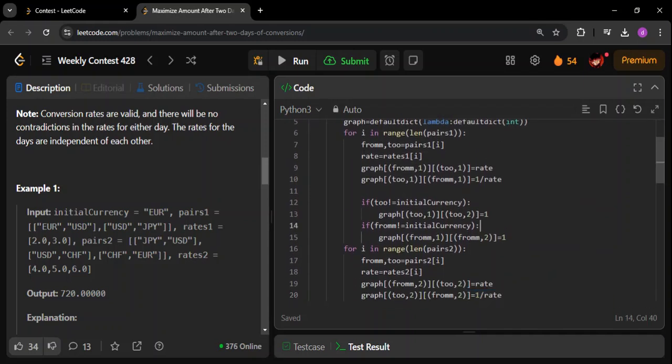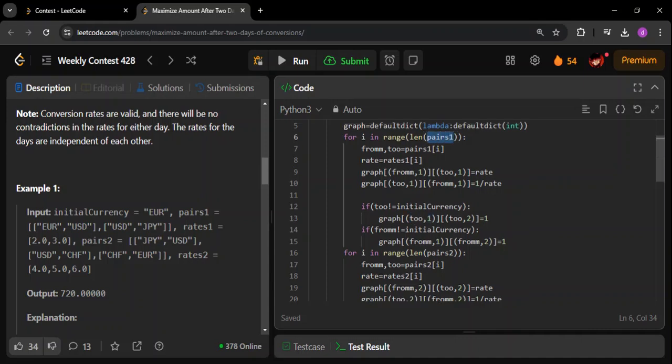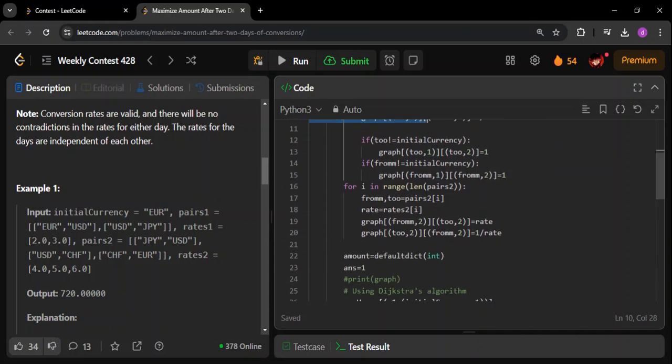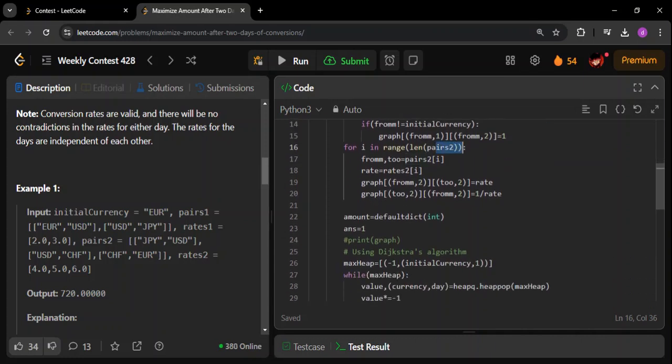As you can see, while declaring the edges, for the pairs 1 array, all the edges will be for day 1. For that reason, I am writing 1 here. If you see, all the values are having 1. Similarly, when I'm passing the pairs 2, I'm giving 2 wherever possible. All are day 2 nodes, and their from and to both should be in day 2 only. As simple as that.